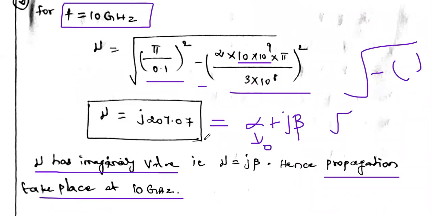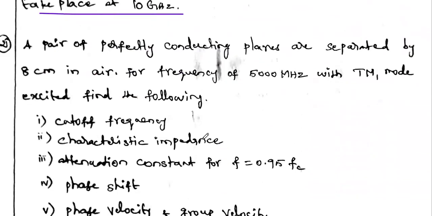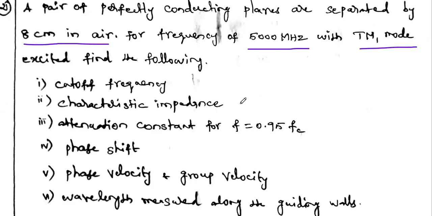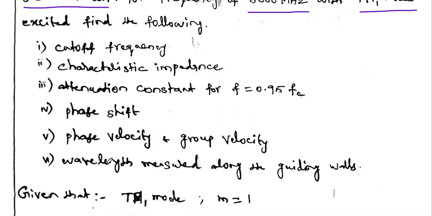So this is one type of problem, and now we are going to solve another problem. You see the second question. A pair of perfectly conducting planes are separated by 8 centimeter in air. So this 8 centimeter is a. For the frequency of 5000 megahertz with TM1 mode excited, find the following: cutoff frequency, characteristic impedance, attenuation constant for f equal to 0.95 fc, phase shift, phase velocity, group velocity, and wavelength measured along the guiding walls.